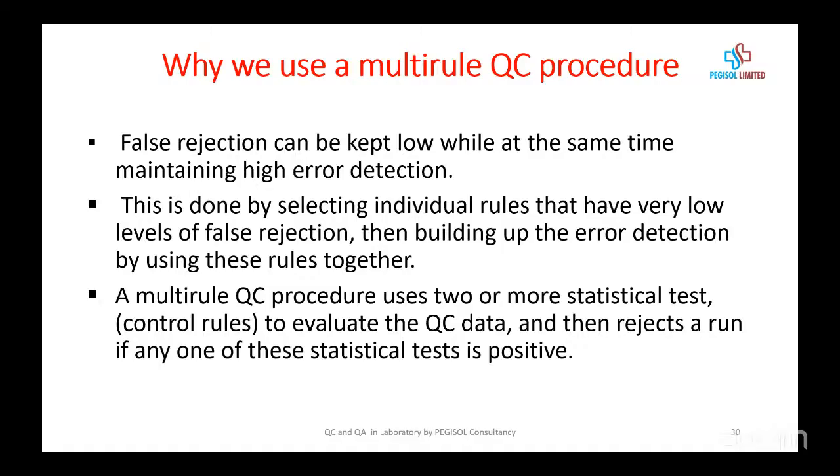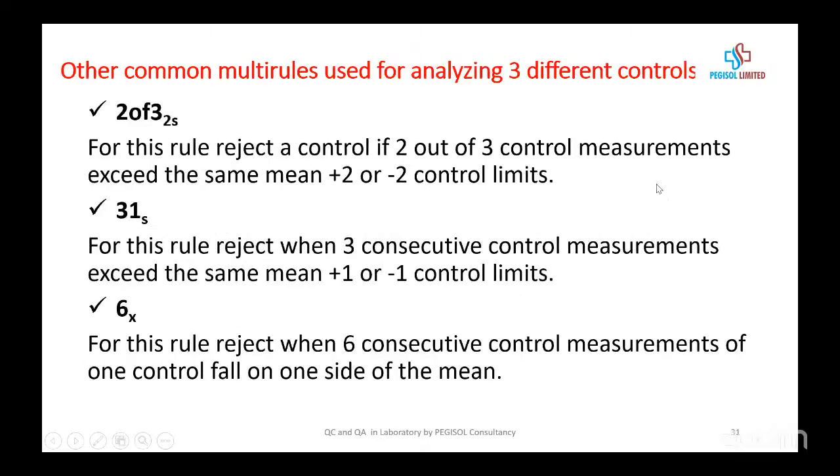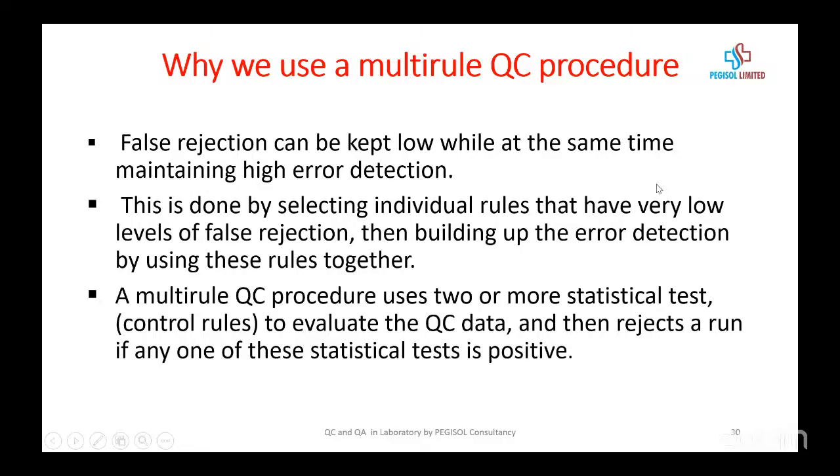While we use a multi-rule procedure, tests for false rejection can be kept low while at the same time maintaining a high error detection. This is done by selecting the individual rules that are applied. Using the rules together will reduce the error. A multi-QC rule procedure uses two or more statistical control rules to evaluate the QC data. So you must do a minimum of what, and then reject a run if any of these statistical tests is positive.